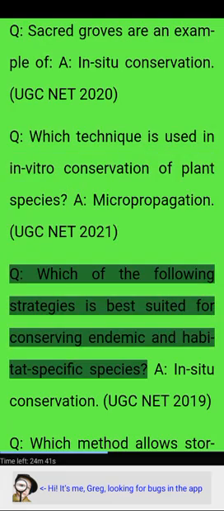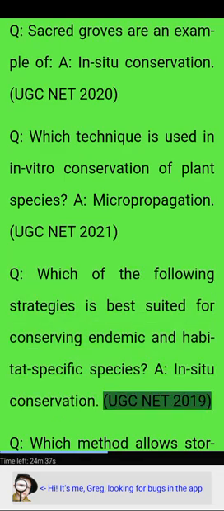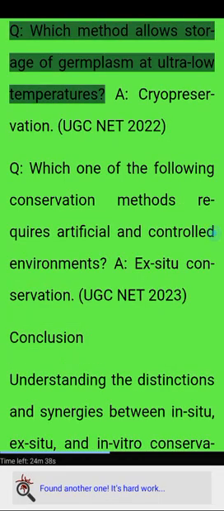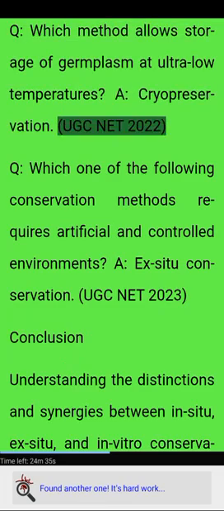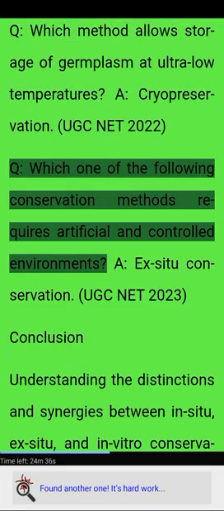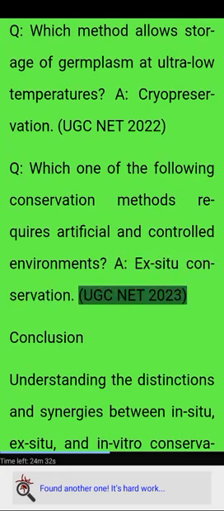Q. Which of the following strategies is best suited for conserving endemic and habitat-specific species? A. In situ conservation, UGC NET 2019. Q. Which method allows storage of germplasm at ultra-low temperatures? A. Cryopreservation, UGC NET 2022. Q. Which one of the following conservation methods requires artificial and controlled environments? A. Ex situ conservation, UGC NET 2023.